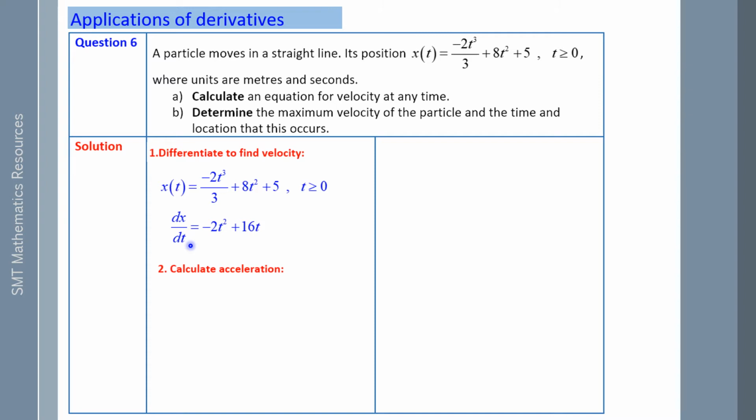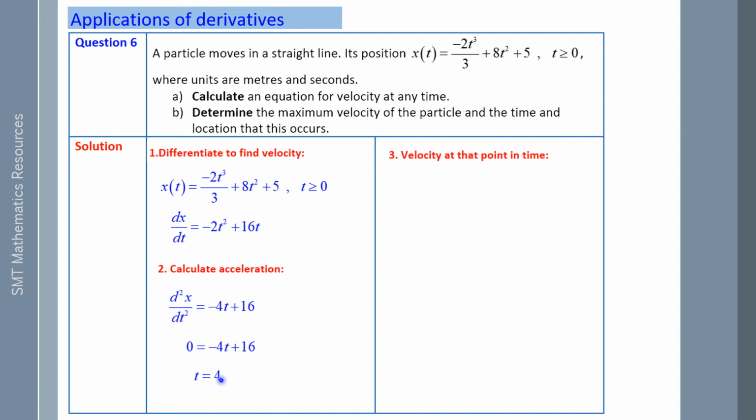Calculate the maximum velocity of the particle and the time and location that this occurs. So to work out maximum velocity, you want to maximize this equation here. To do that, you differentiate and let the derivative equal 0. So my second derivative, or acceleration, is 2 times negative 2 is negative 4t plus 16. Let that equal 0. Rearrange by subtracting 16 from both sides. Divide both sides by negative 4. The time is 4 seconds.